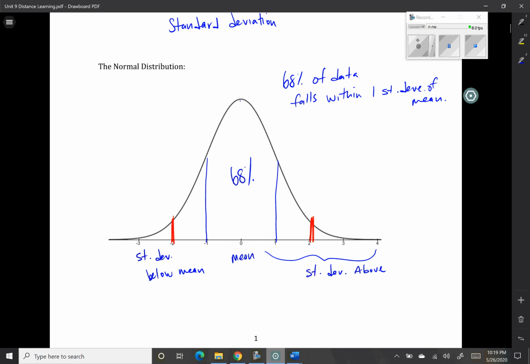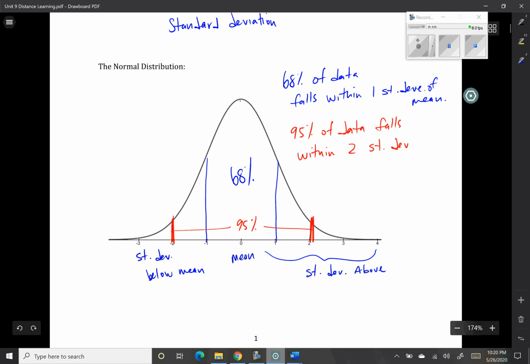So if I go between these two red pieces, they are going to represent 95% of my data. So we can say 95% of data falls within 2 standard deviations of the mean. Meaning most of my data is going to fit between 2 standard deviations of the mean. And we're going to spend a lot of time with that particular concept.